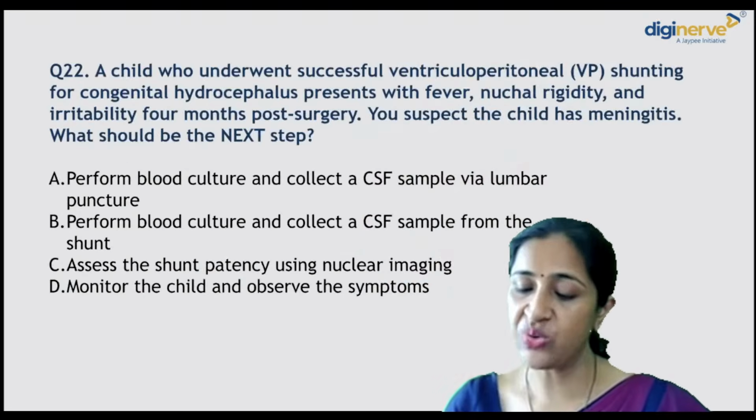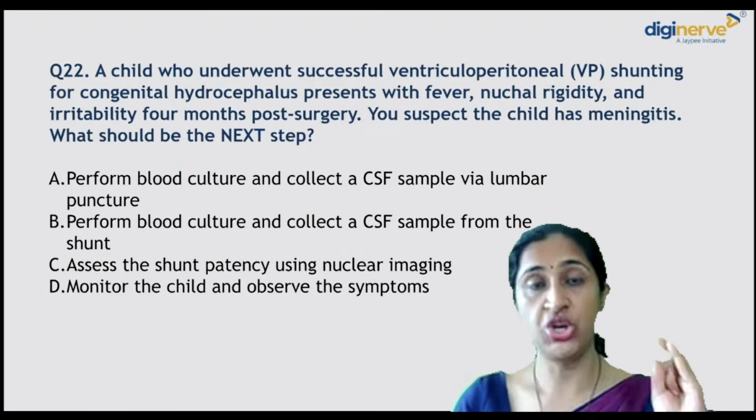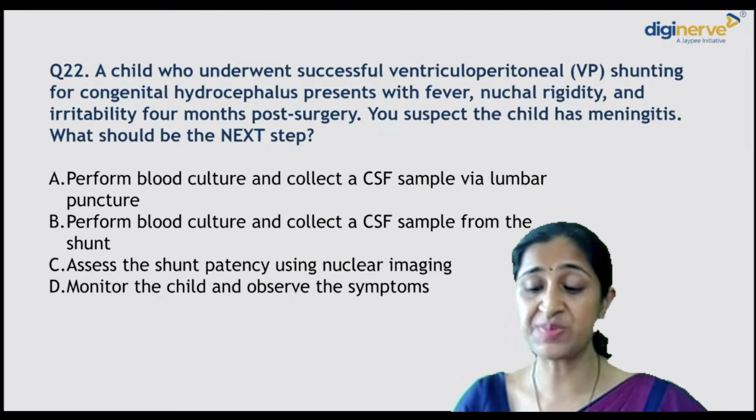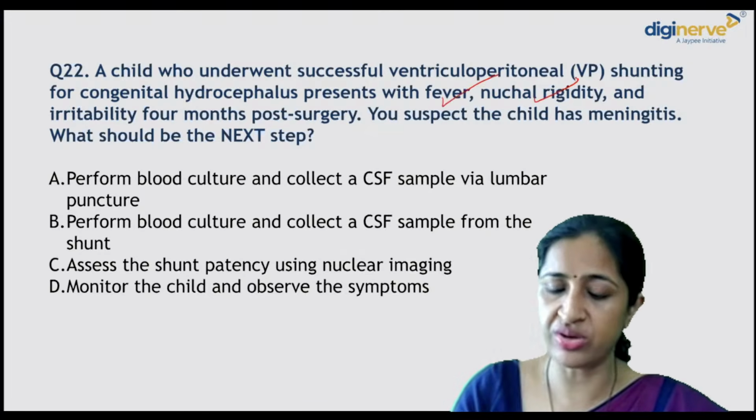A child who underwent successful VP shunting for hydrocephalus has fever, nuchal rigidity and irritability 4 months post-op. You suspect the child has meningitis. What should you do? Now, why does this child have meningitis? Because you said fever, nuchal rigidity, irritability.